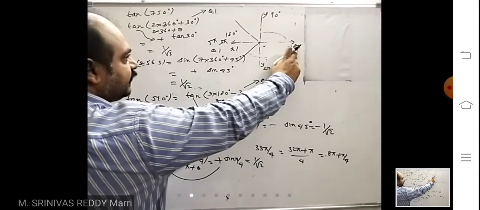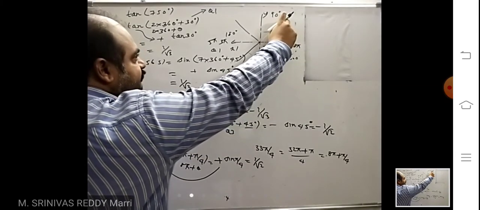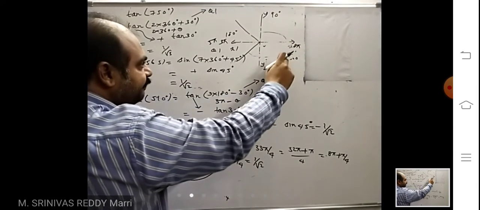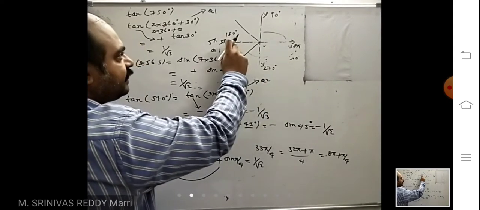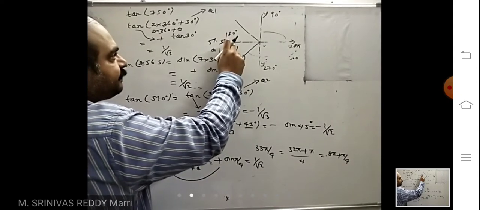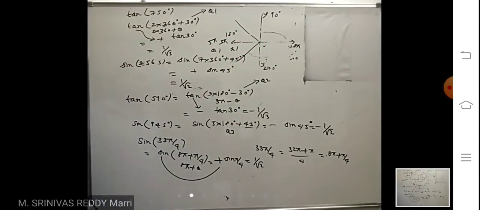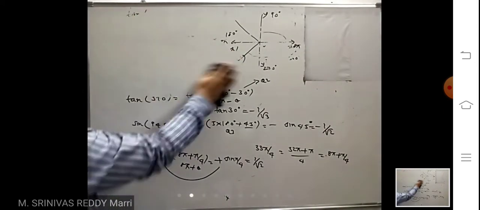Even multiple of pi will always come here. Even multiple of pi plus means it will come in first quadrant. Even multiple of pi minus means it will come in fourth quadrant. Odd multiple of pi plus means it will come in third quadrant. Odd multiple of pi minus means it will come in second quadrant. Like that, there will be no problem if you think. No need to remember a formula-like procedure. Just observe the quadrant and you will get it easily.